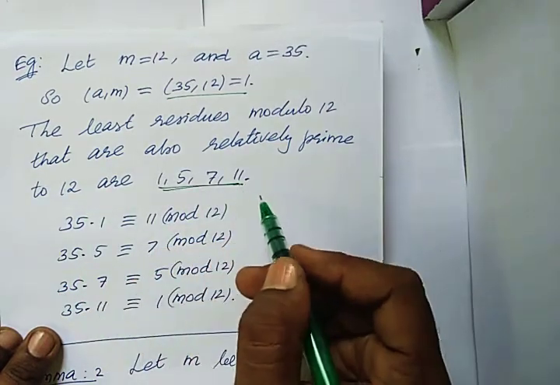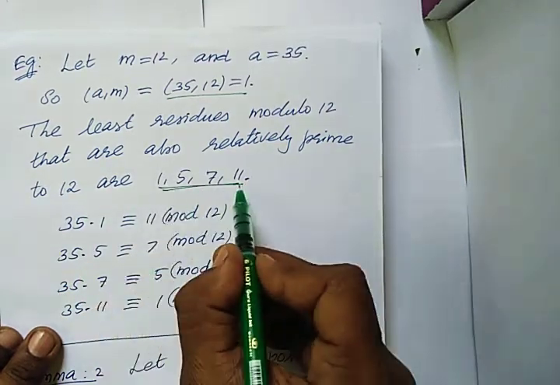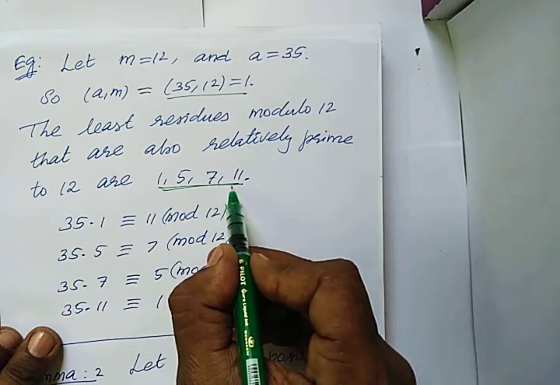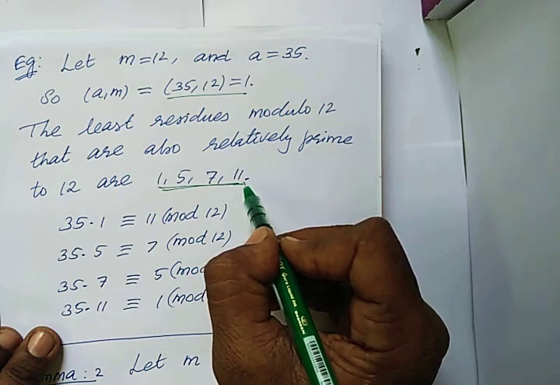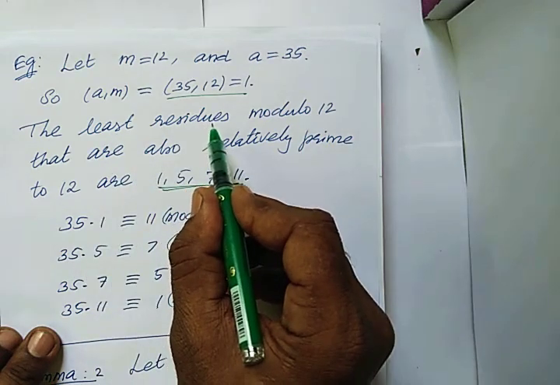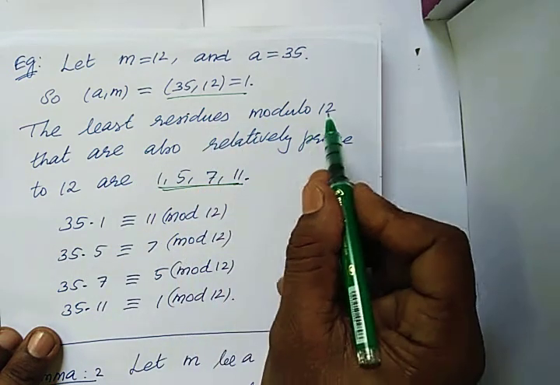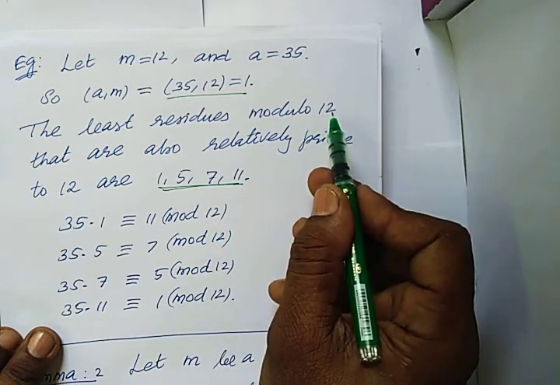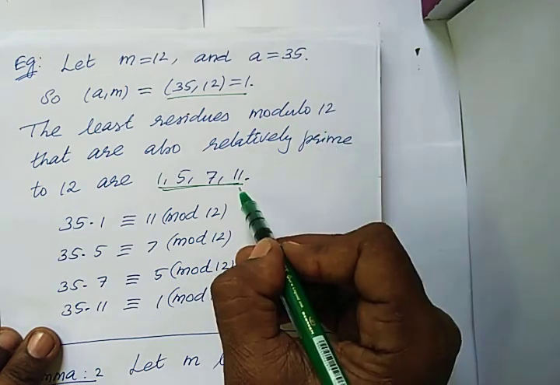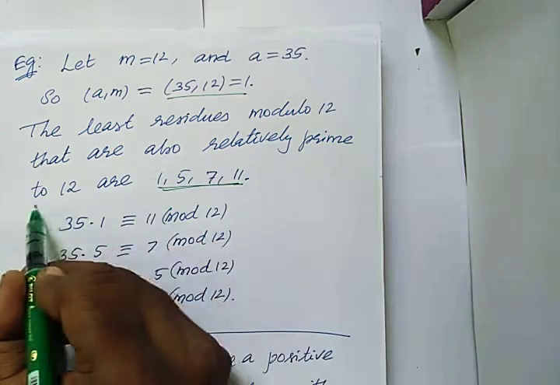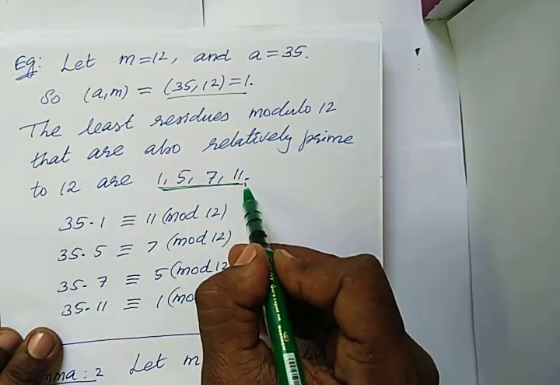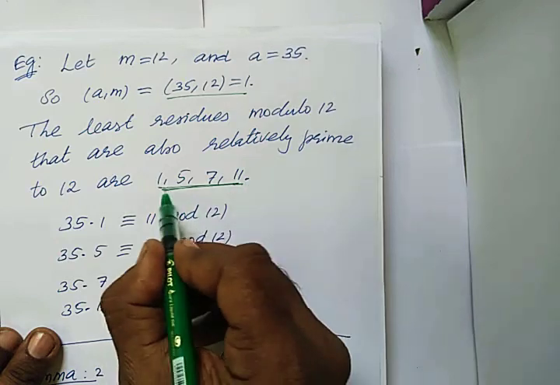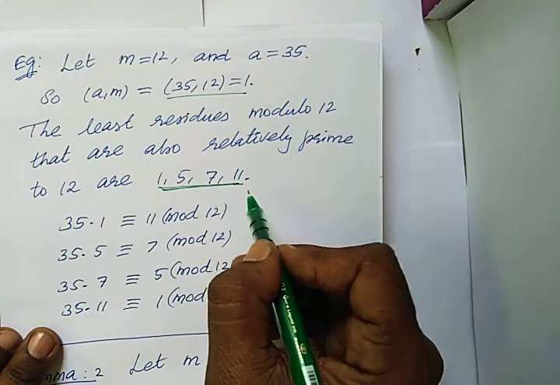are these. What are these numbers? These are the numbers less than or equal to 12. That means least residues. Least residues means these are the positive integers less than or equal to 12 that are also relatively prime to 12. Okay, these are the numbers. This is actually U of 12, the elements of U of 12, right?